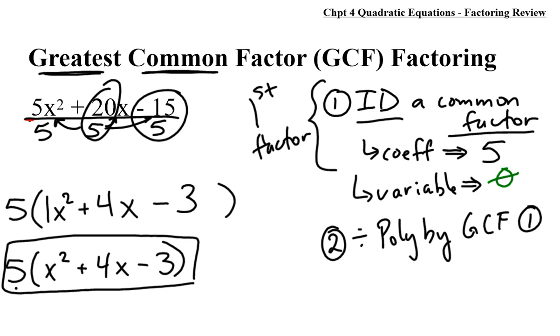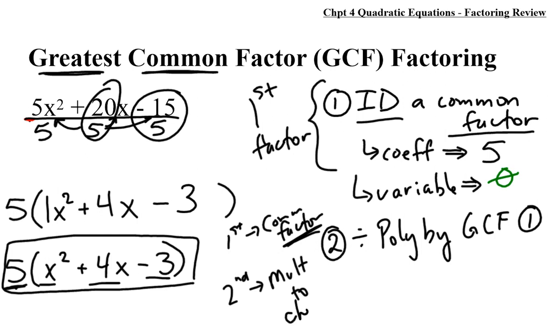Two ways to check, or two things to look for. First of all, are there common factors left in our division step? x squared, 4x, negative 3. There's no more common factors. So we did factor out the largest one. The second thing is we could always multiply to check. We don't want to multiply to end up with it. We just want to do a quick check. My check, if I distributed this 5, I would have 5x squared, 20x, and negative 15.